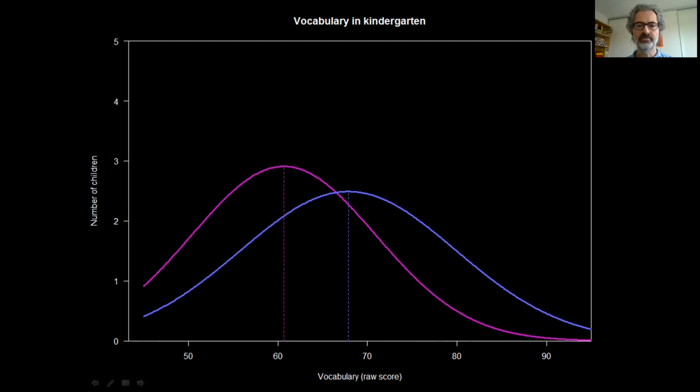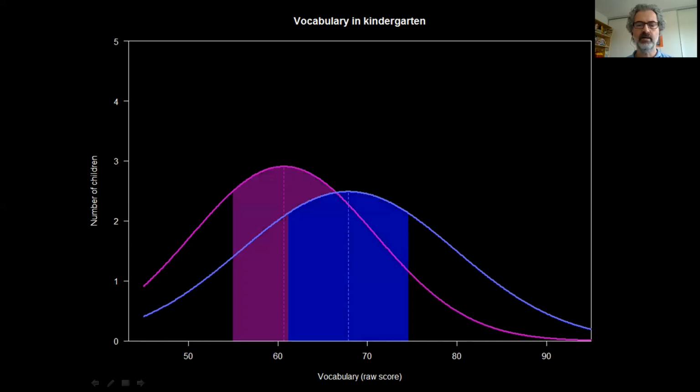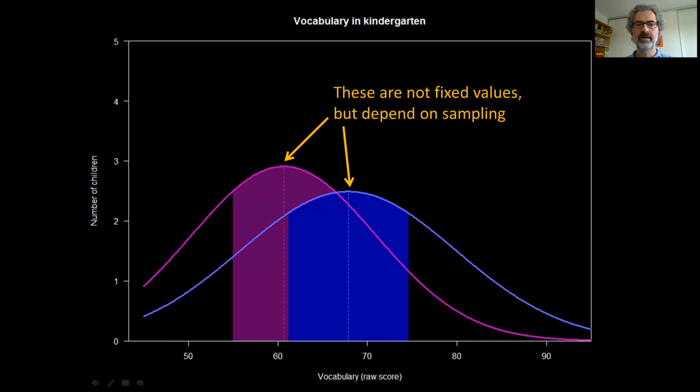One thing we could do is to calculate and plot the confidence intervals for the two means. And here we can see that they're overlapping. However, we should not conclude from this that the means are not statistically different, because these are not independent and fixed. The two group means are not fixed values like they were in the one sample t-test. They also depend on sampling.